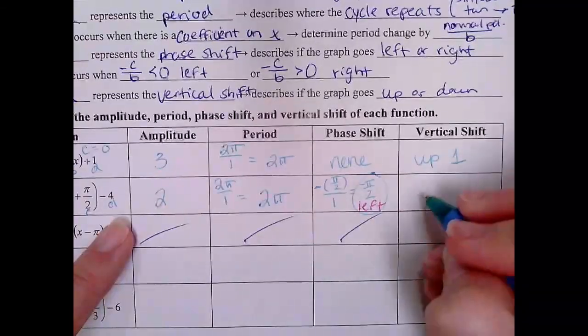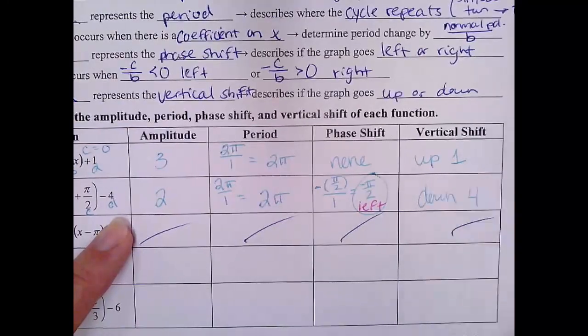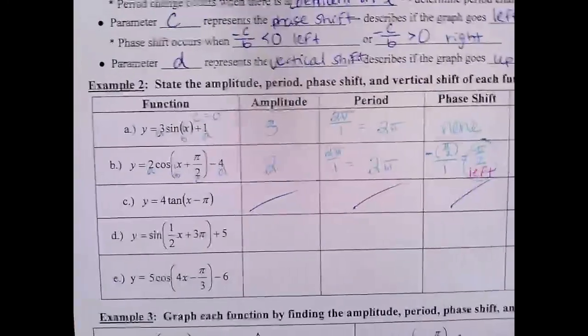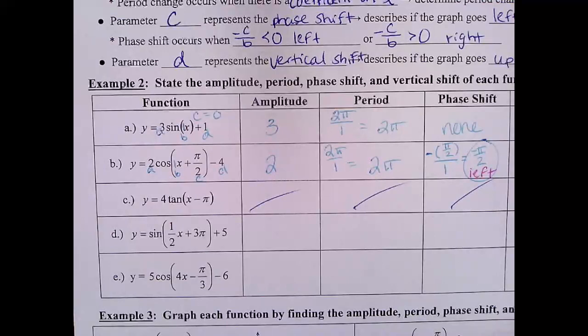And then we have a minus 4 for D, so we're going down 4. So go ahead and pause the video, try D and E, and then come back to the video and check your answers.